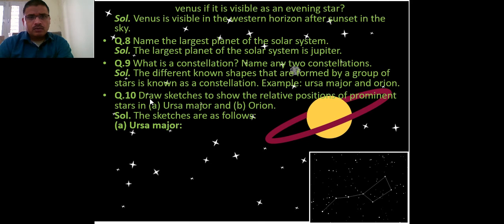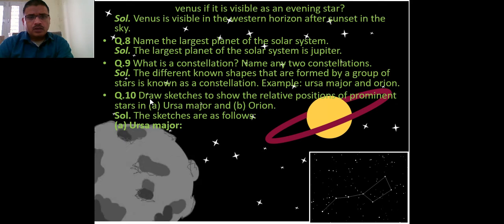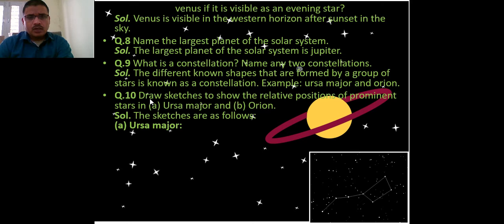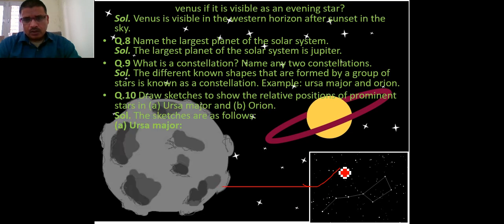What is a constellation? Name any two constellations. Draw a sketch of the relative position of prominent stars, Ursa Major, and these. The Ursa Major is mentioned here. You can see here Ursa Major, and this is the Orion.